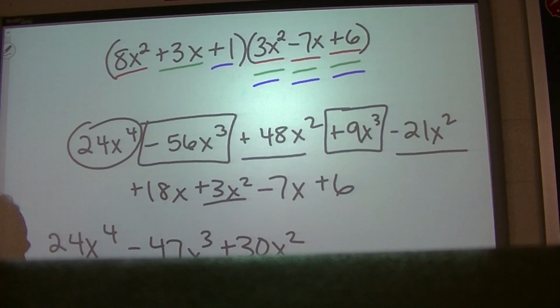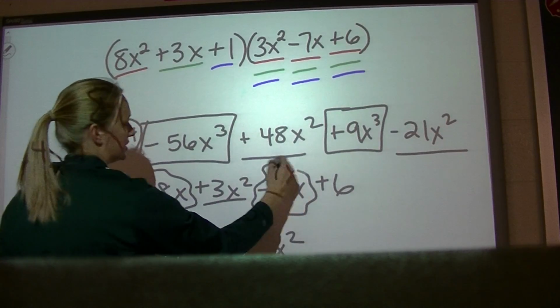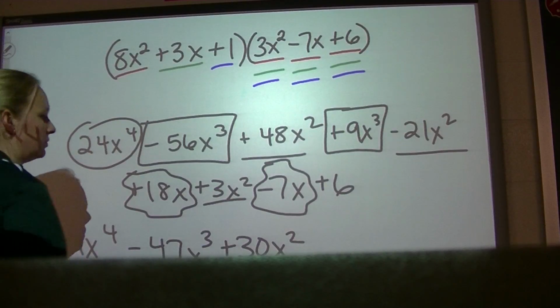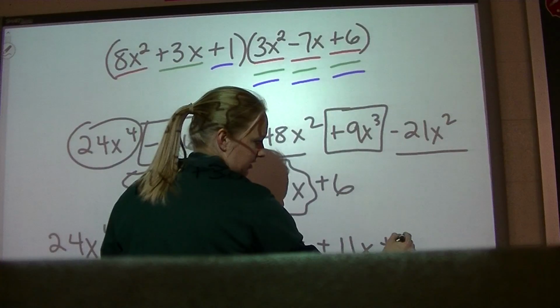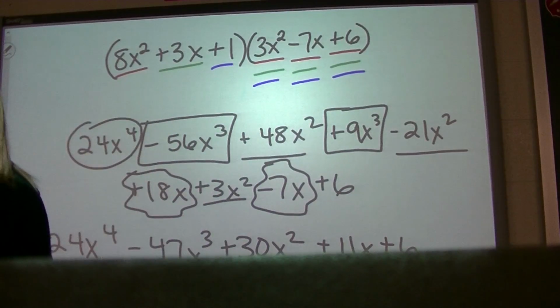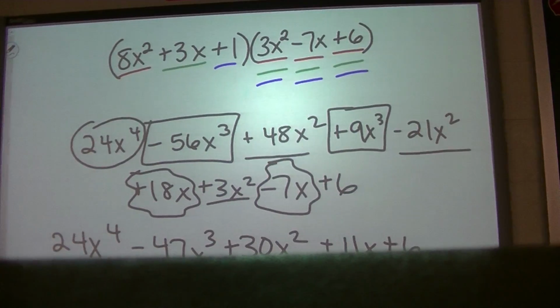And then we have our positive 18x and negative 7x. Let's combine those, and we're going to have 11x. And then positive 6 doesn't have a like term, so we just carry that down. So now we just created a 5-term polynomial with a degree of 4.